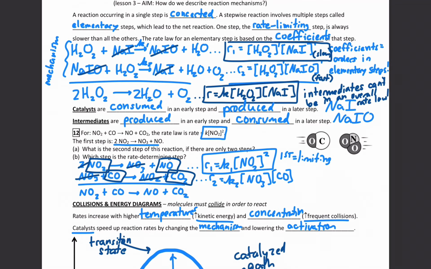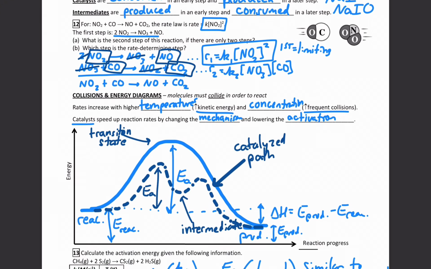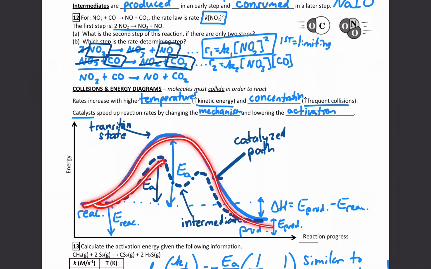Okay, that wraps up our kinetics unit, looking at mechanisms, how we can define catalysts and intermediates, find the rate law based on a limiting step, and how energy diagrams change as a result of a catalyst.